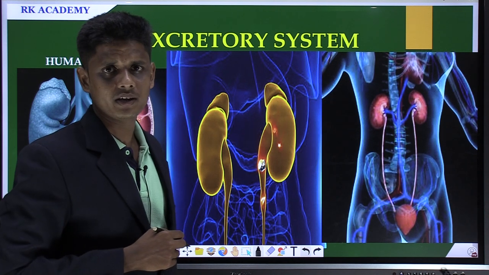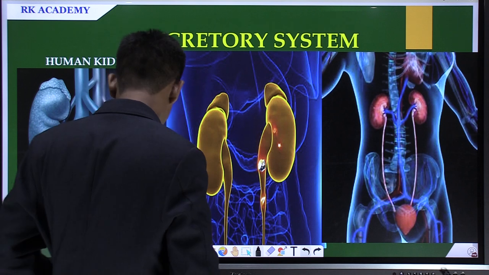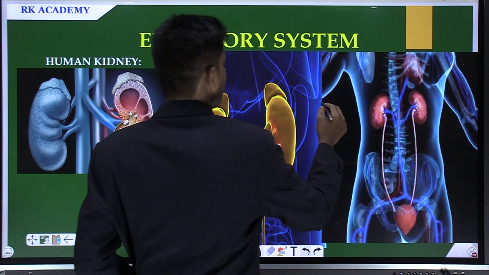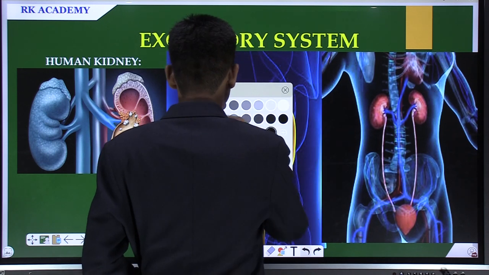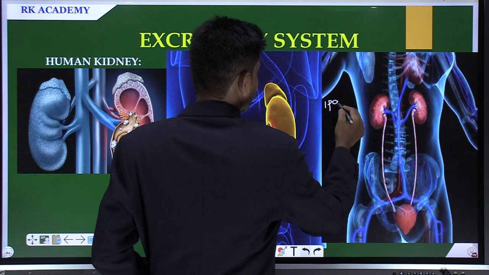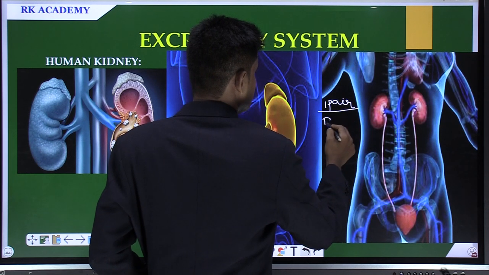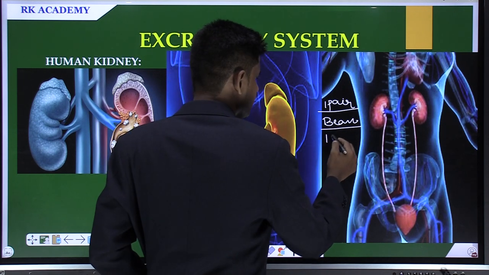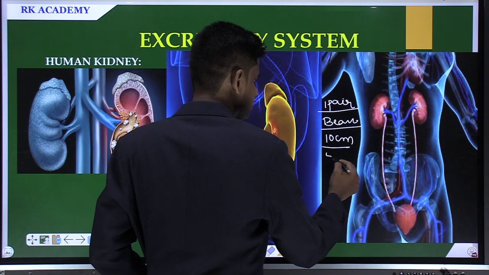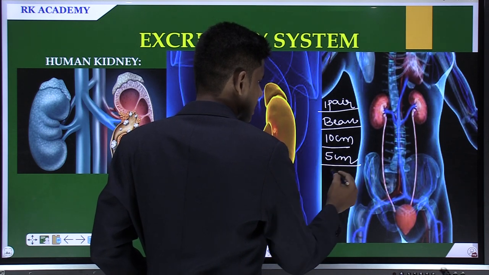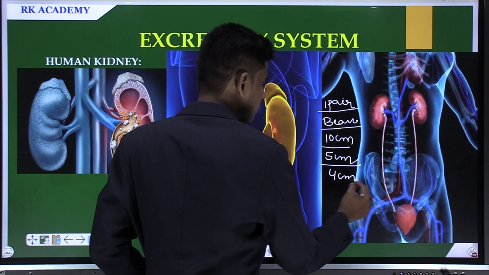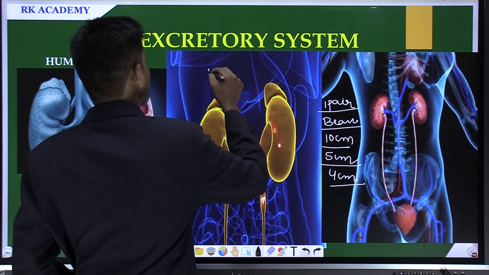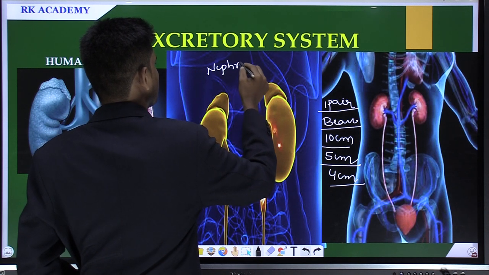What is the human kidney? In the human kidney, you would study all those details of the human kidney. There is one pair of kidneys in our body. The kidneys are in the shape of a bean. The length of the kidney is about 10 centimeters. The width of the kidney is about 5 centimeters. And the thickness of the kidney is about 4 centimeters. And the basic structural and functional unit of the kidney is the nephron.